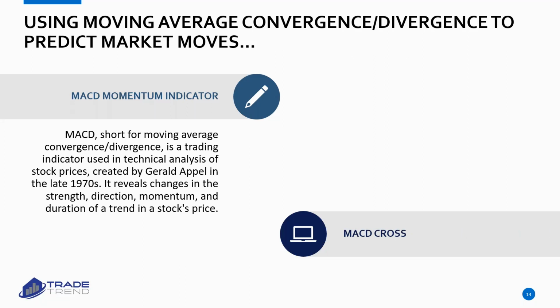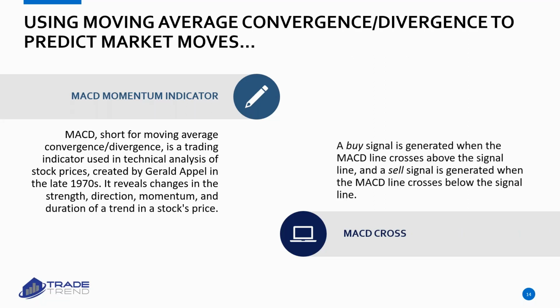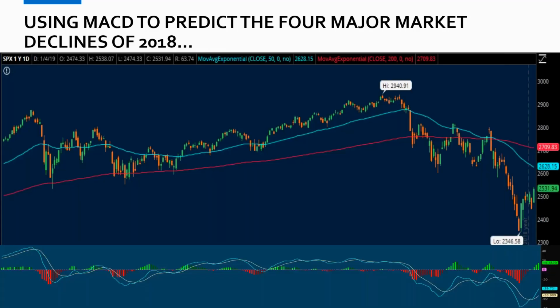So in terms of predicting momentum shifts and trends in the market, the MACD cross is one of the best ways to do that. So a buy signal is simply generated when the MACD line crosses above the signal line, and a sell signal is generated when the MACD line crosses below the signal line. So it sounds pretty basic, right? Let's take a look at that in relation to the 4 market corrections we saw last year.